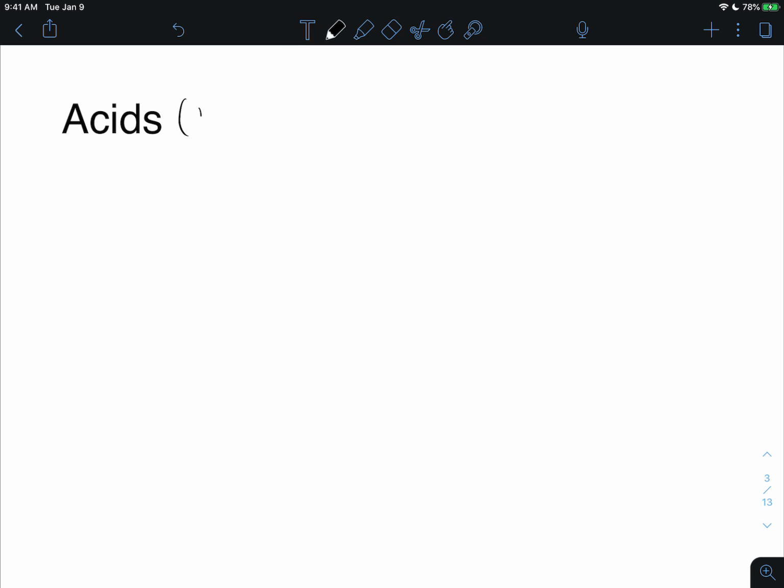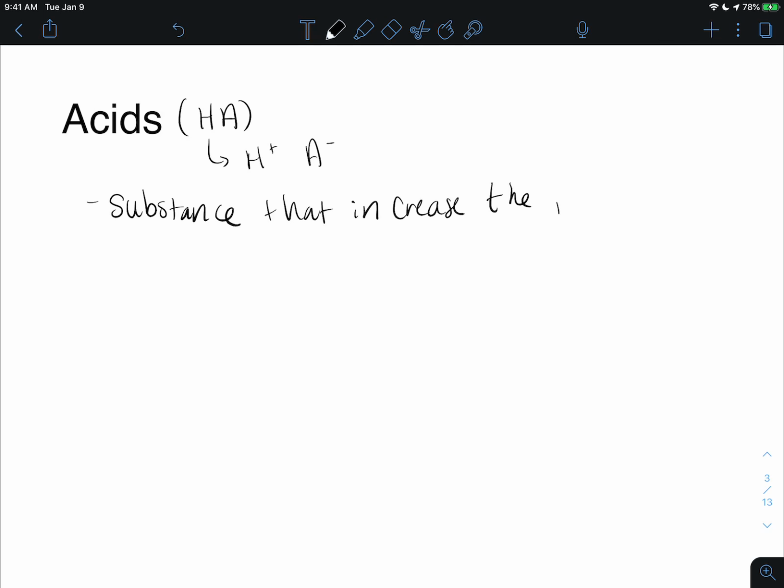So acids, we oftentimes abbreviate them as HA, where H is a proton and A is some anion. And of course, if we have an anion that has a charge other than -1, we would change our number of protons to balance that out. By definition, the acids we're going to be looking at are substances that increase the proton, H+, concentration in water. And this does this by breaking apart.